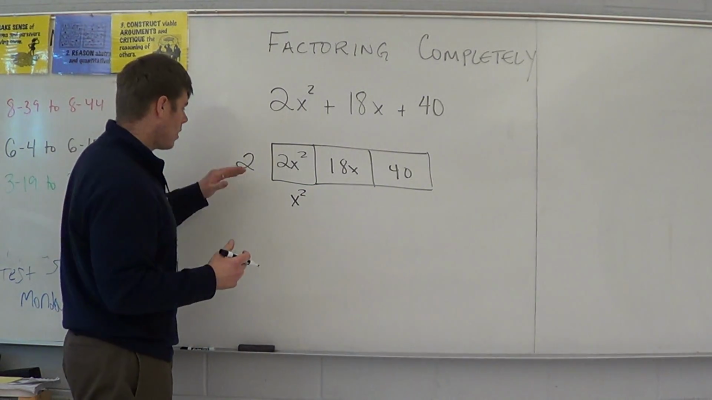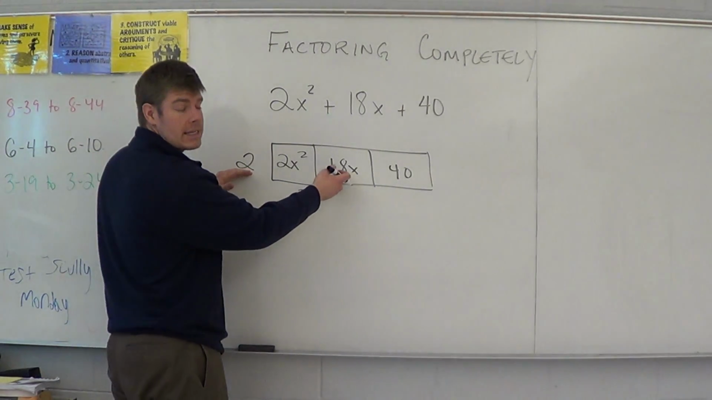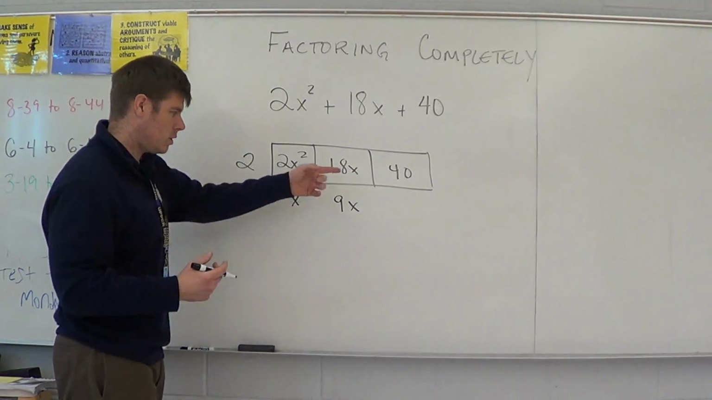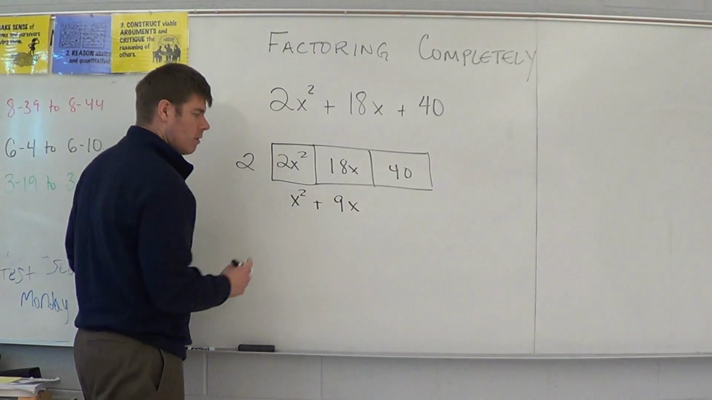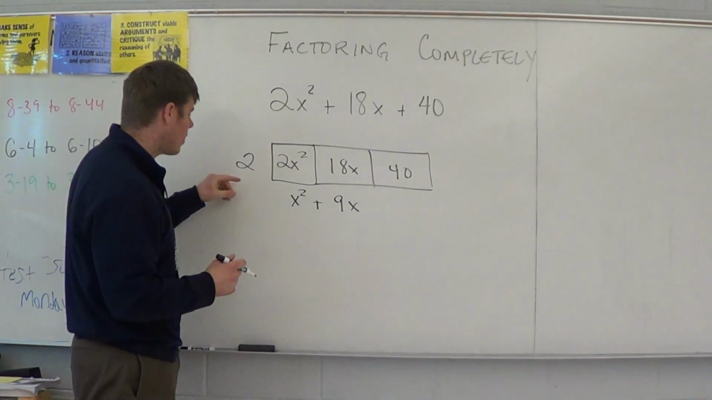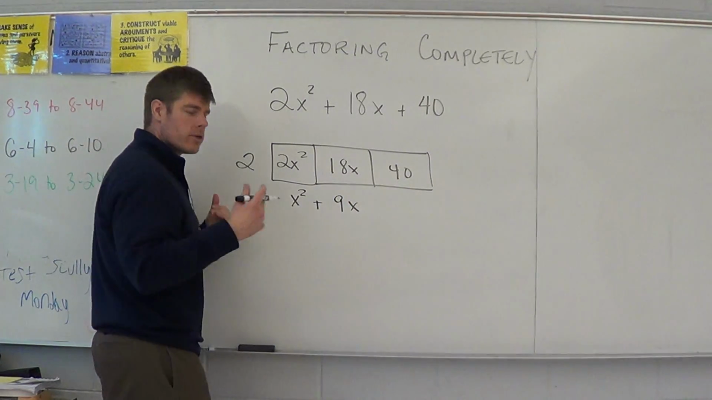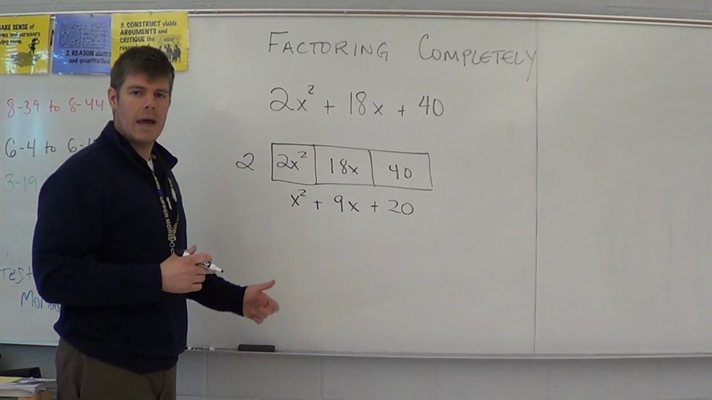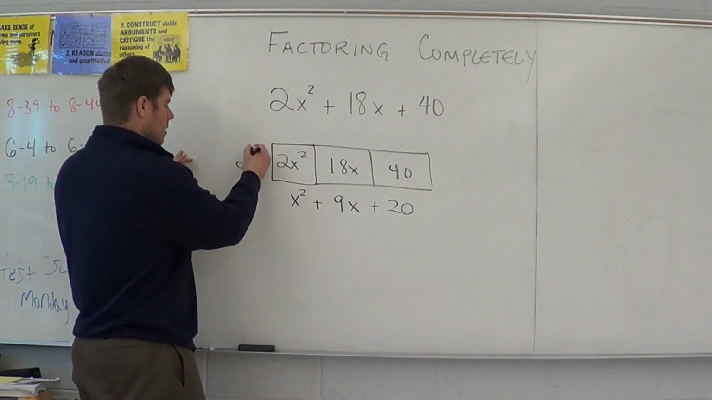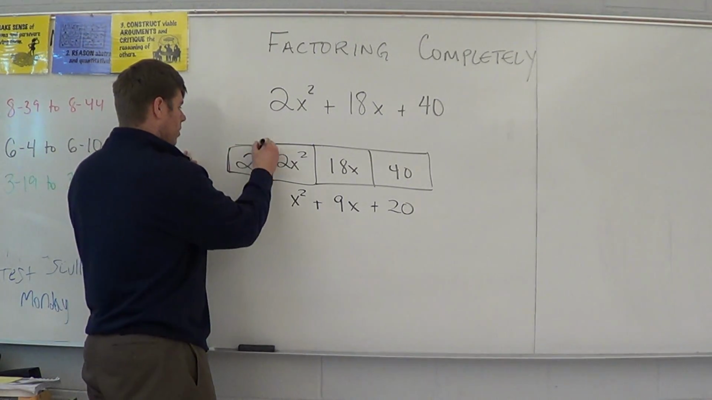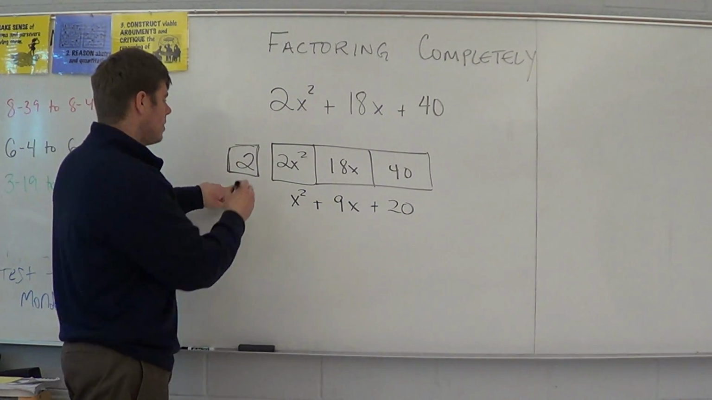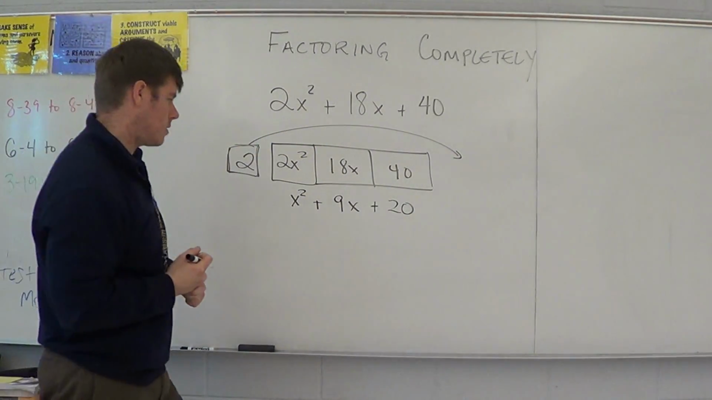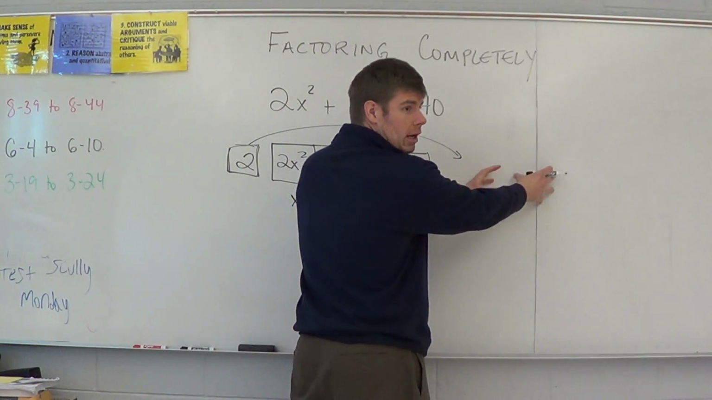And then I come down here and I go, okay, 2 times what makes 18x? Well, it's got to be 9 times 2, so I put the x with it just to make sure, and it's a positive 9, so I'm going to write plus here. The next thing I look at, 2 times what makes 40? That's going to be a positive 20. Okay? So now I have my expression. So I'm going to leave this guy out until the very end. So what I need to do with this 2 now is I just need to make sure that it goes into my final answer. So my final answer I'm going to be putting right here.